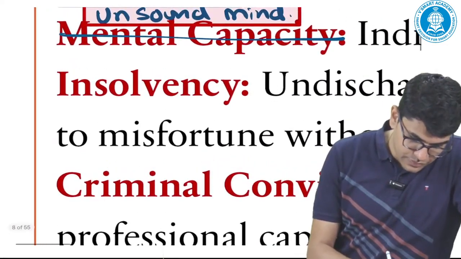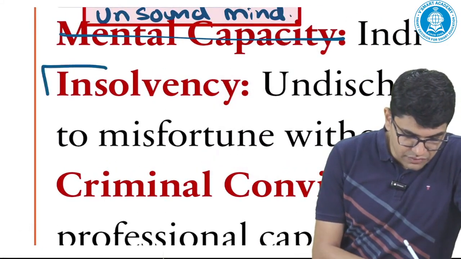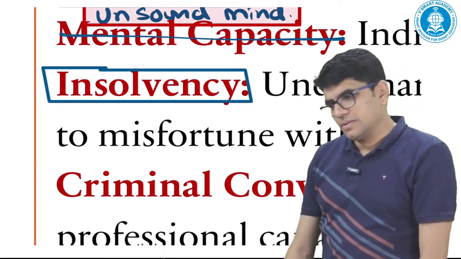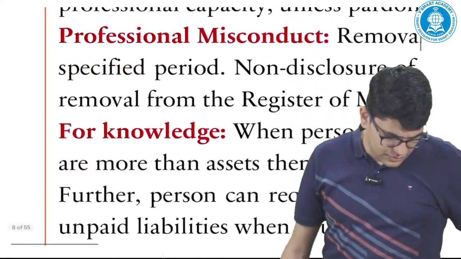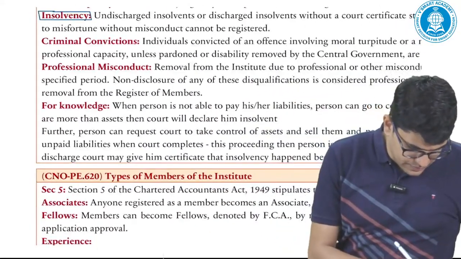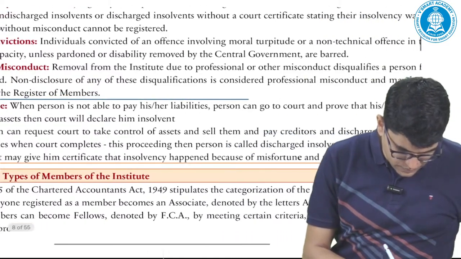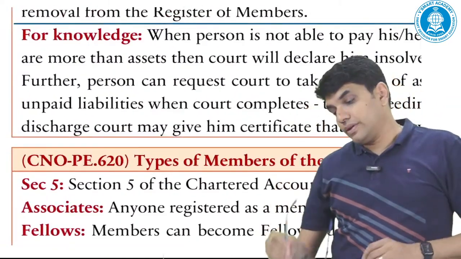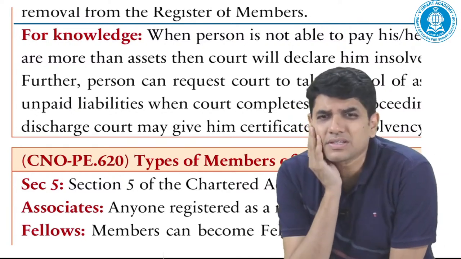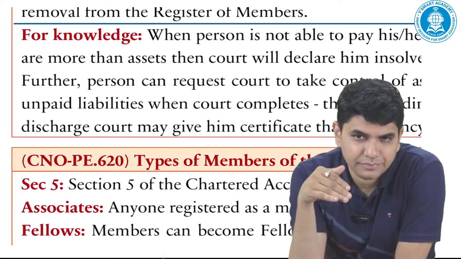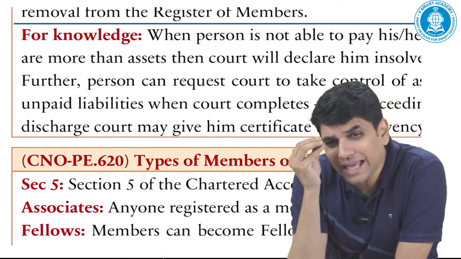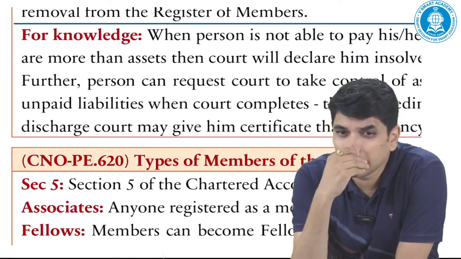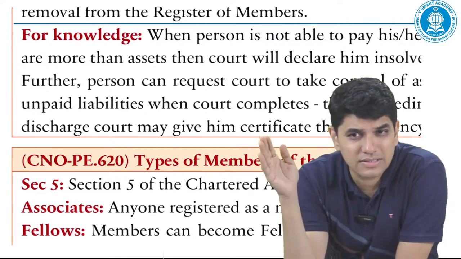Or else, he is a person with a lot of evil mind, insolvent. Now, let's understand something about insolvency. For knowledge, I have written it here. That's important knowledge. If any person's liability is more than assets, then that person is called insolvent.